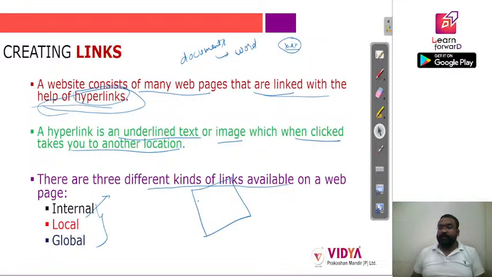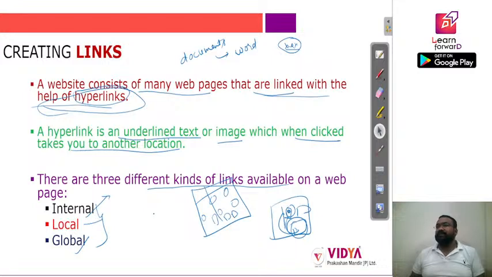Okay, and it would be like on your website, it would be linked to some other pages. That would be your internal link. Then there would be local links. That means on your web page, it would be linked to some other content. That is, you have this particular web page. Here are some content. Here is some, and there is some other content. So you may provide a link for this particular section over here. So that can be done with the help of local links, and then there would be global links.